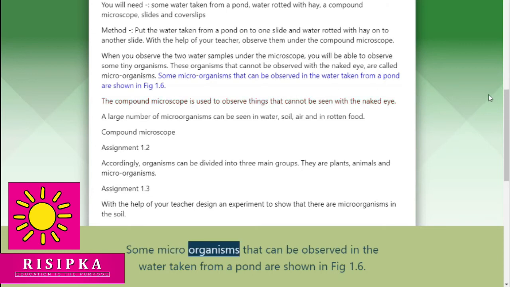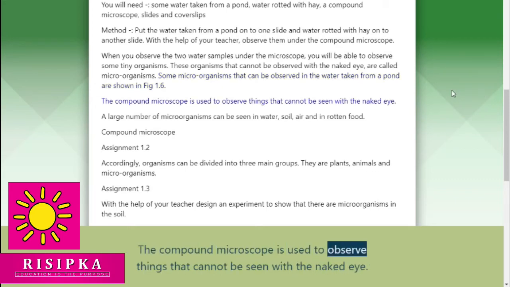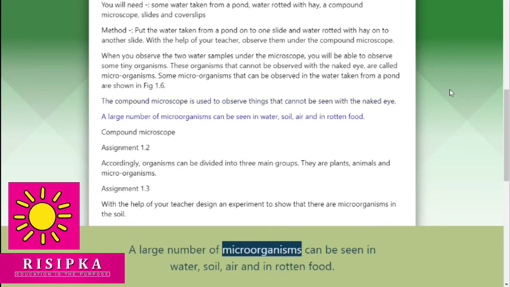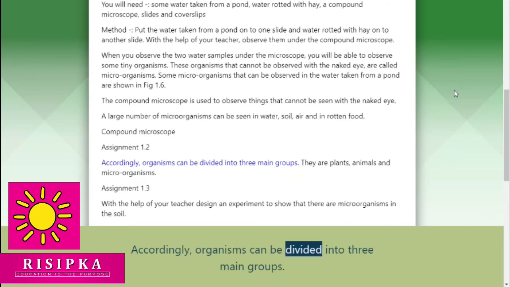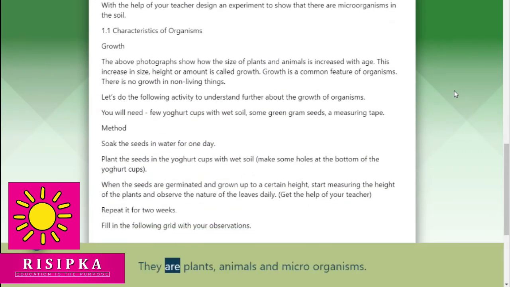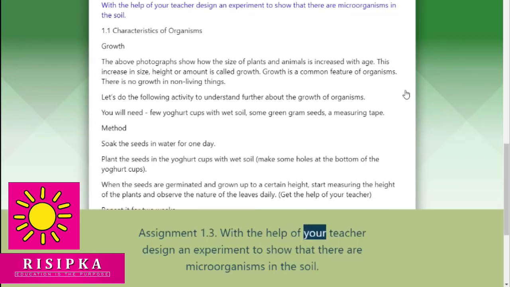Some microorganisms that can be observed in the water taken from a pond are shown in Fig 1.6. The compound microscope is used to observe things that cannot be seen with the naked eye. A large number of microorganisms can be seen in water, soil, air and in rotten food. Compound microscope. Assignment 1.2. Accordingly, organisms can be divided into three main groups. They are plants, animals and microorganisms. Assignment 1.3. With the help of your teacher, design an experiment to show that there are microorganisms in the soil.